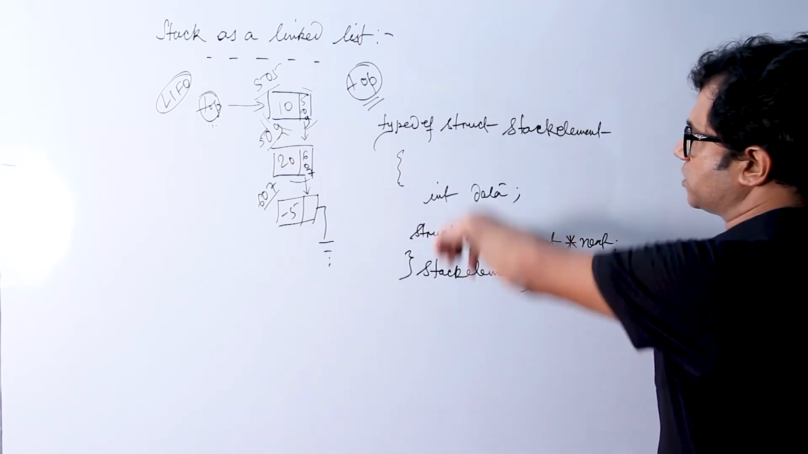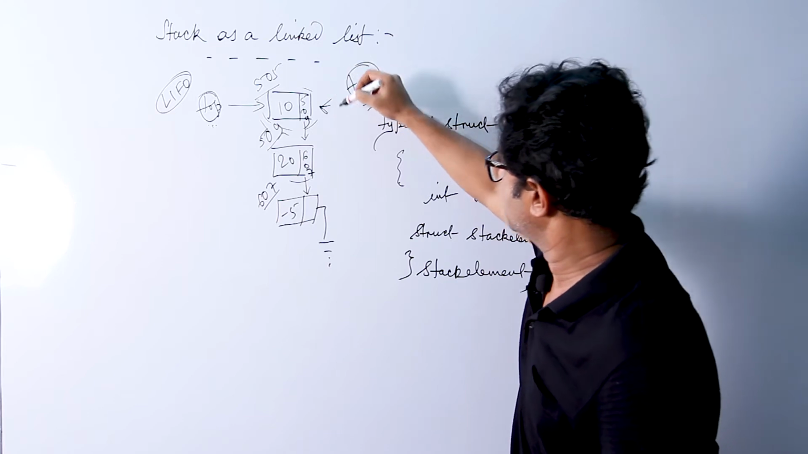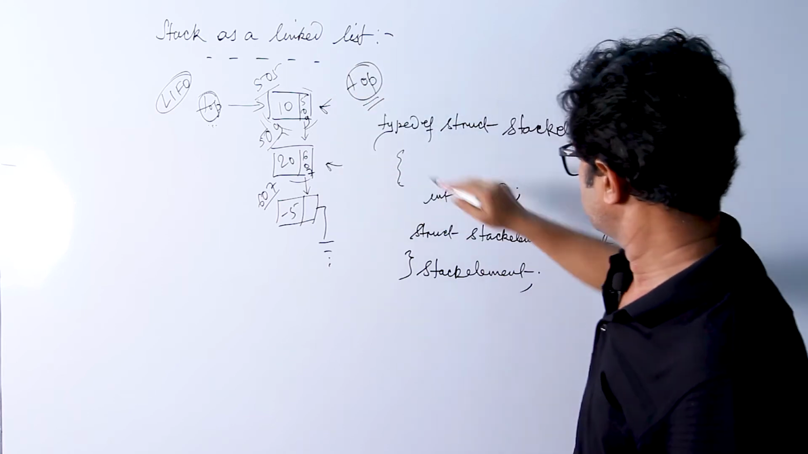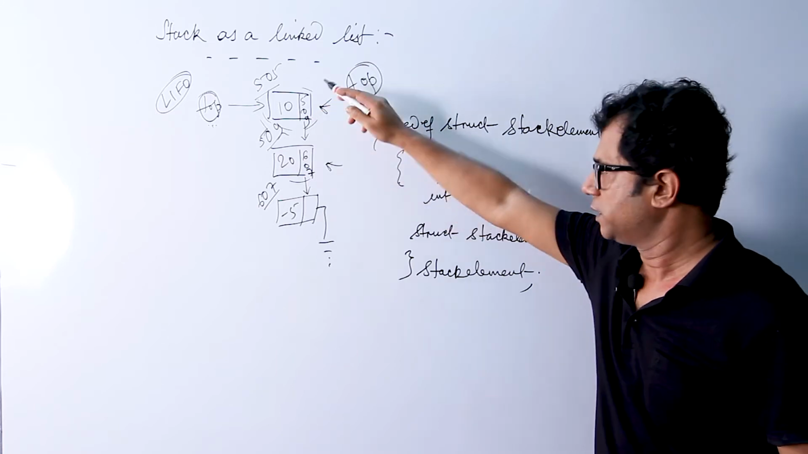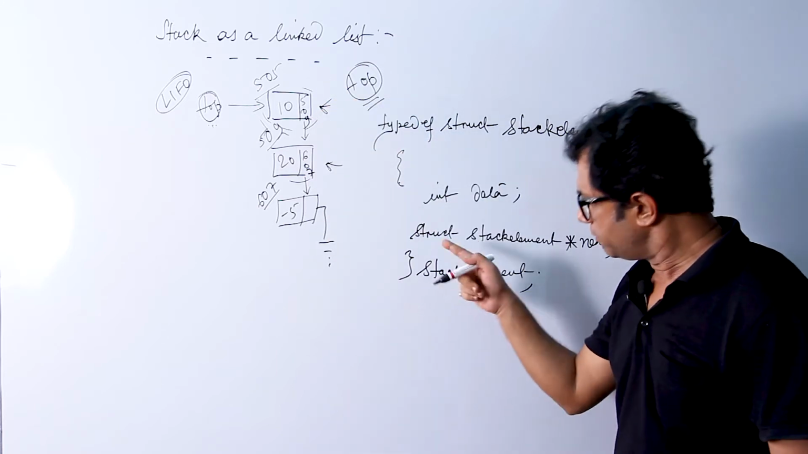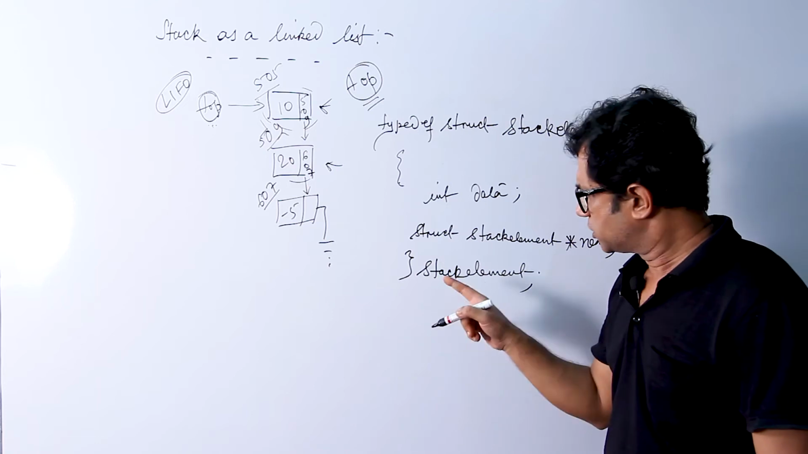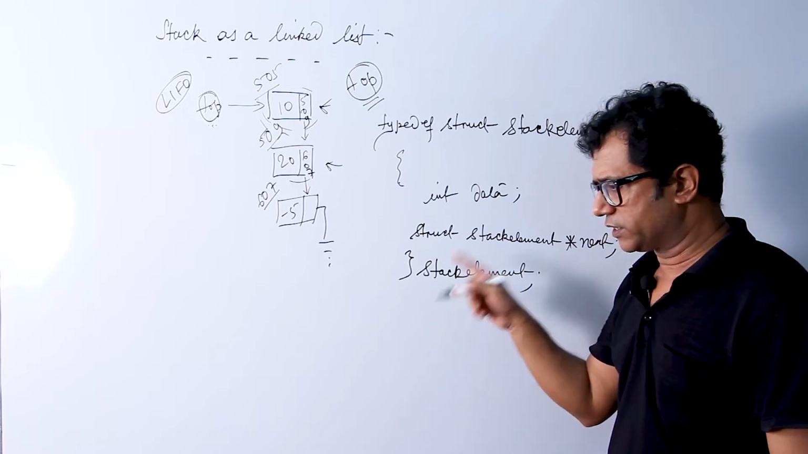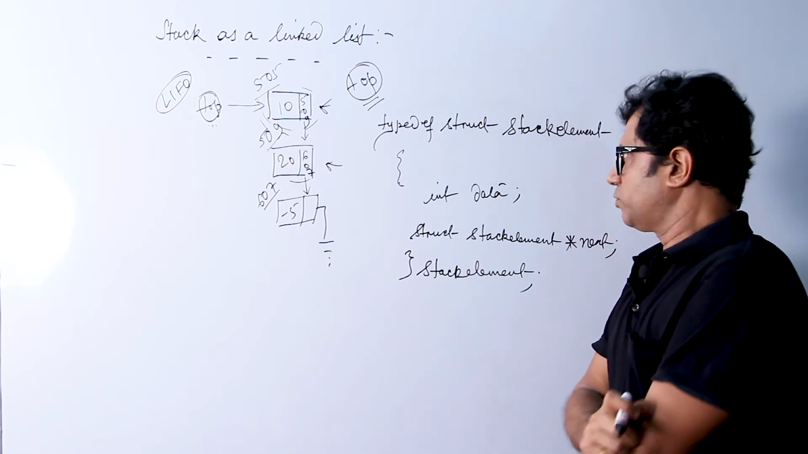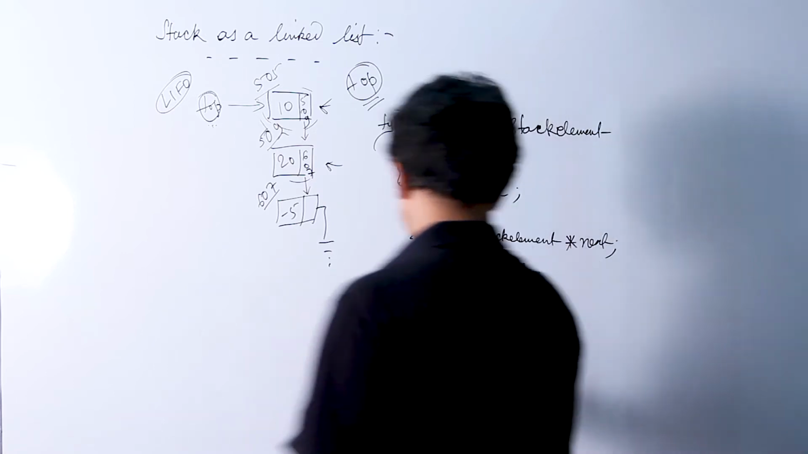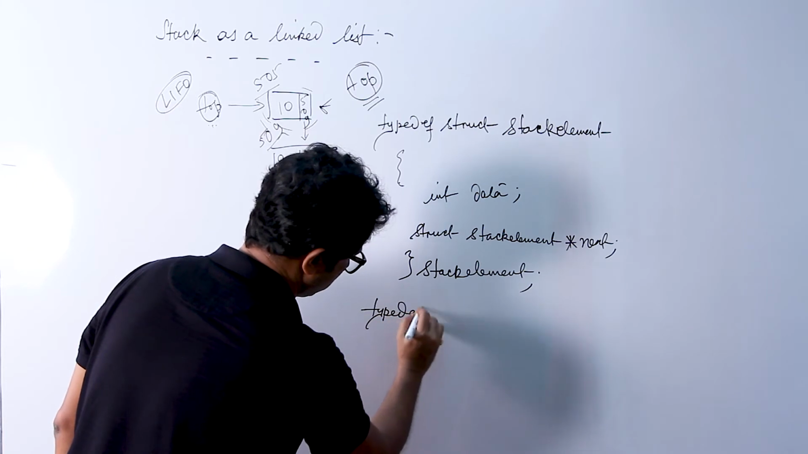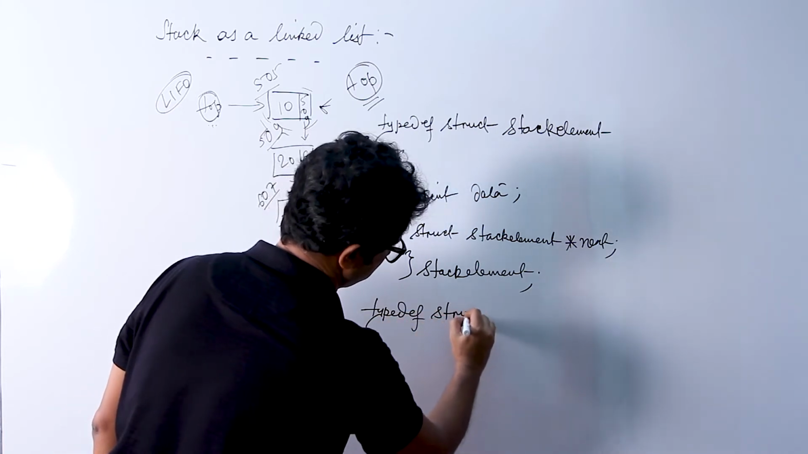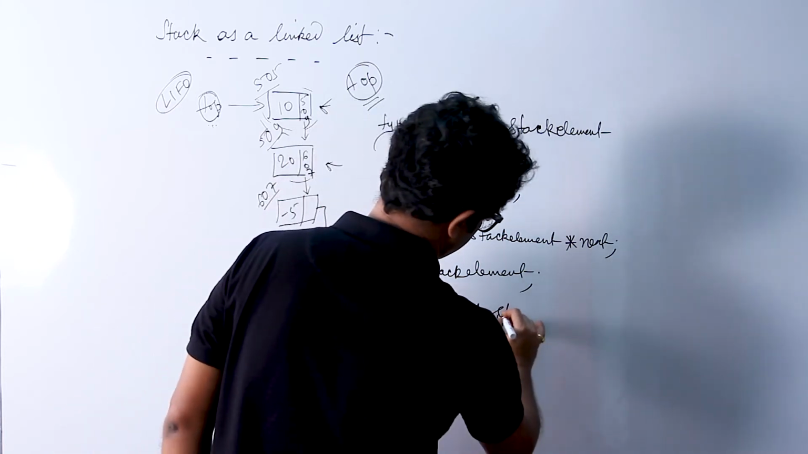So this is the structure declaration of a single node, like this one or this one. This is the representative of each individual node of this linked list. And now comes the structure declaration of the stack. So for the stack, we'll write like this: typedef struct stack.